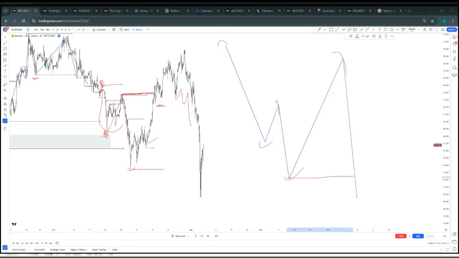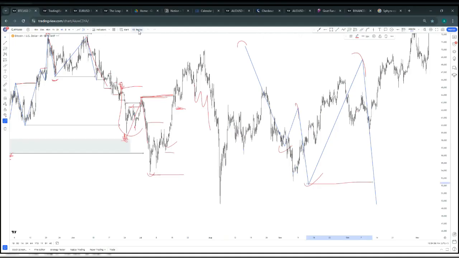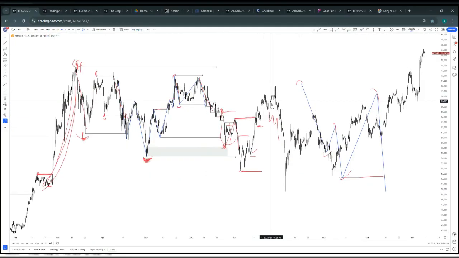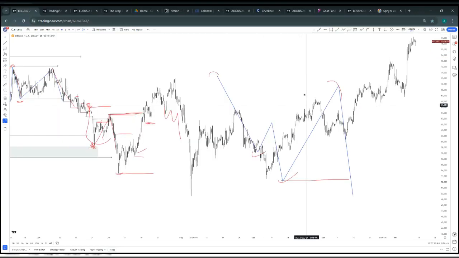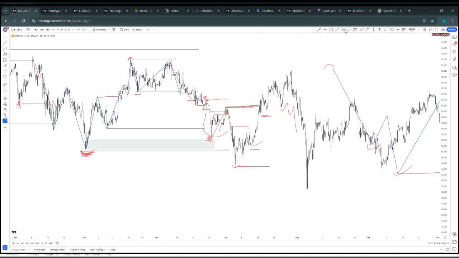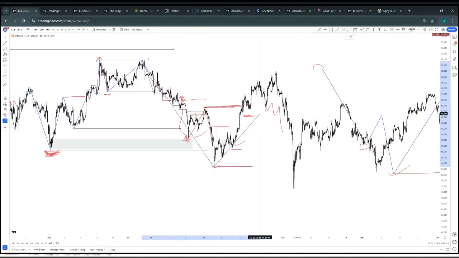Okay, let me just clear everything and see what happened. Let's see what finally happened. So after we took it out, you can see this is where we now had a shift in market structure. You can see that this was where I stopped before. So we pushed.